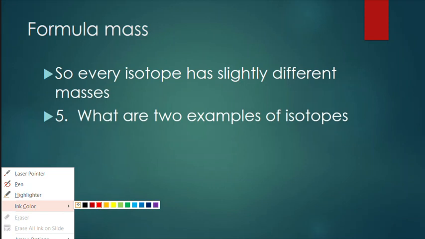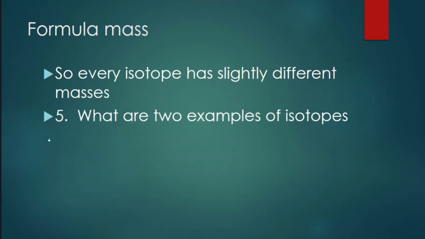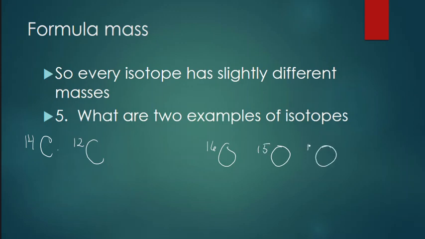For example, carbon 14 and carbon 12. There is oxygen 16, there is oxygen 15, there's even oxygen 17. How do they differ? Well, let's look at that.